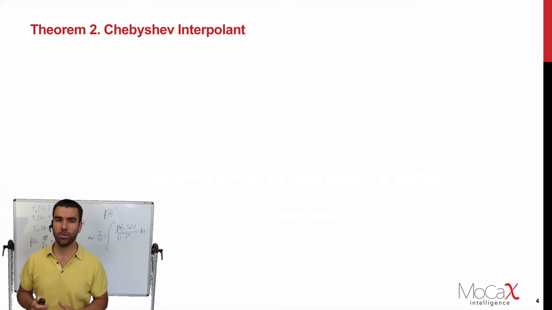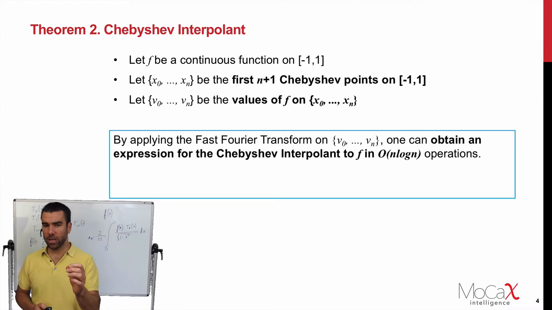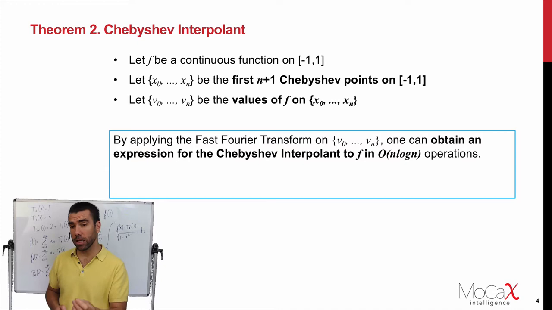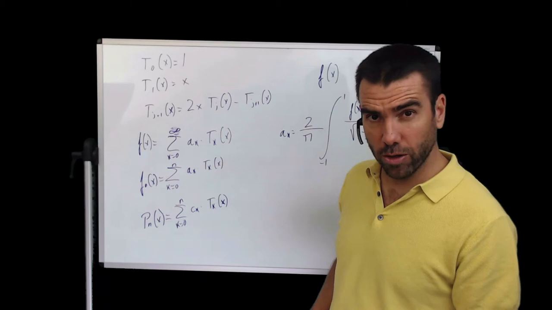Let f be a continuous function in minus 1 and 1. Let x0 to xn be the first n plus 1 Chebyshev points on minus 1 and 1, and let v0 to vn be the values of f on x0 to xn. Now, by applying the fast Fourier transform on the v's, we can obtain an expression of the Chebyshev interpolant in n log n operations. This is very important. Let me explain why. Because what we're saying here is that these CKs, we can calibrate them very easily within n log n operations. It's really, really easy from a computational point of view.